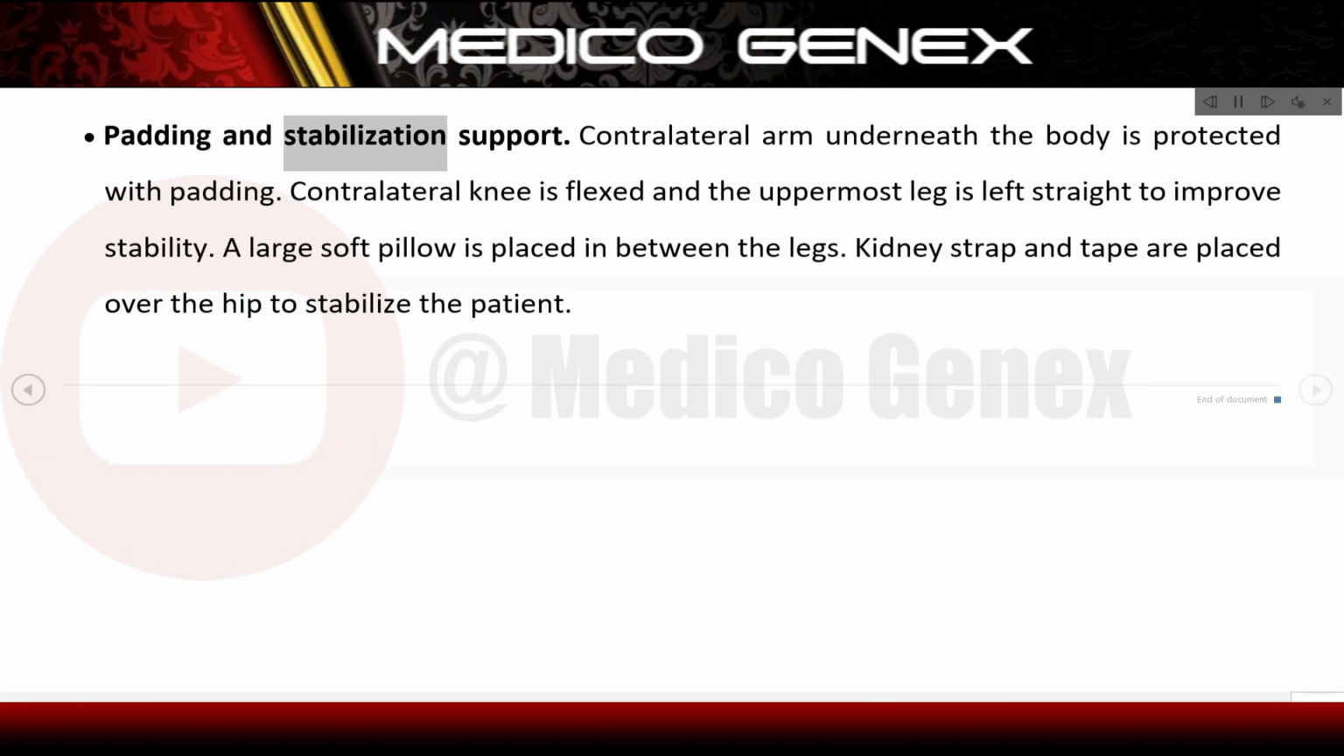Padding and stabilization support. Contralateral arm underneath the body is protected with padding. Contralateral knee is flexed and the uppermost leg is left straight to improve stability. A large soft pillow is placed in between the legs. Kidney strap and tape are placed over the hip to stabilize the patient.